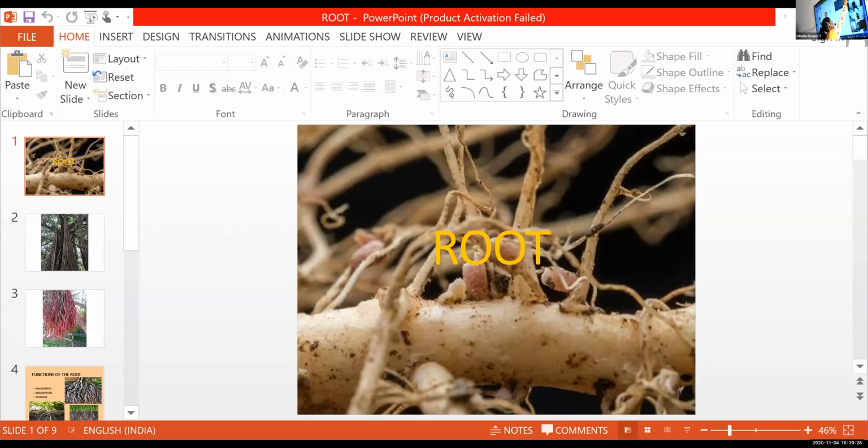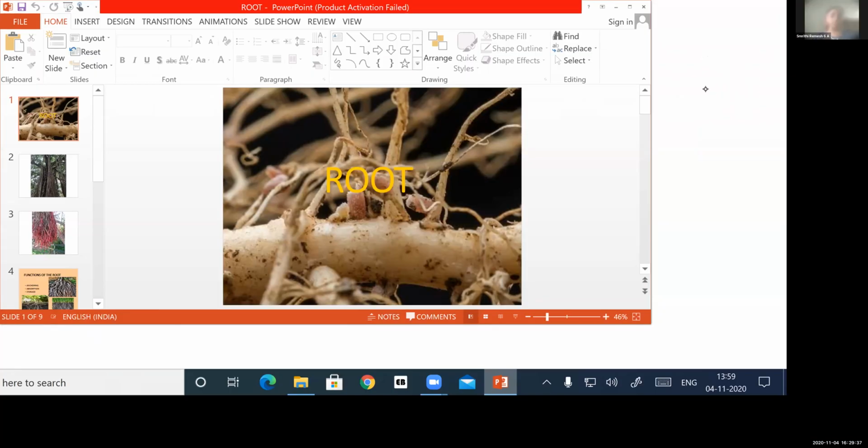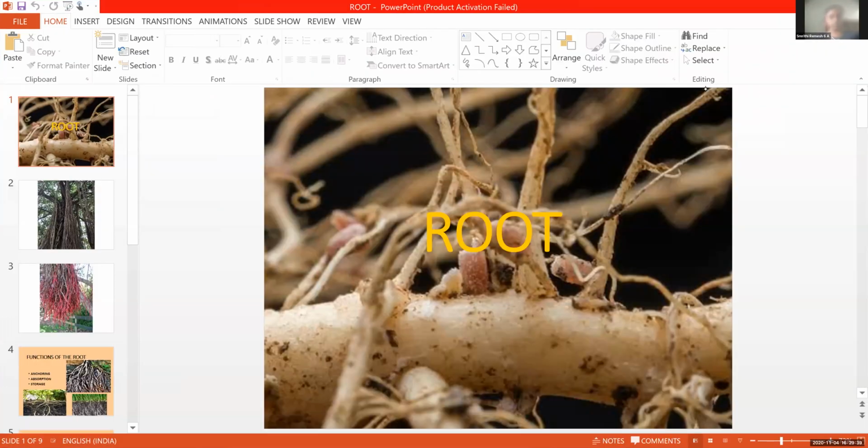So obviously we are going to learn about the part of the plant called root. Can you see the PPT? Now, let me ask you a very basic question. What is a root? If you get a question in the exam, what is a root? What will you write? It is a part of a plant. That is very true.